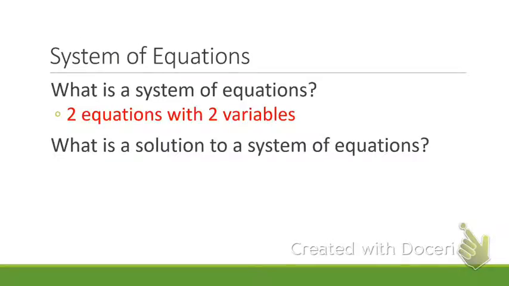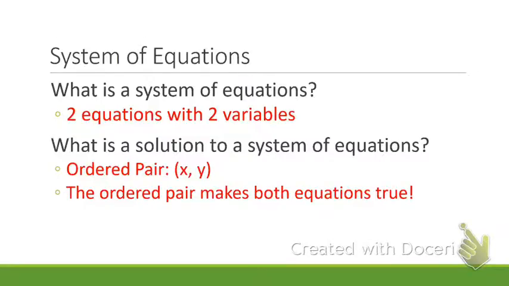What's a solution to a system of equations? We looked at that alligator thing. It's an ordered pair. So you also might add, it's where they intersect, where the two lines intersect. And just like a solution of an equation makes it true, the solution to a system makes both equations true.